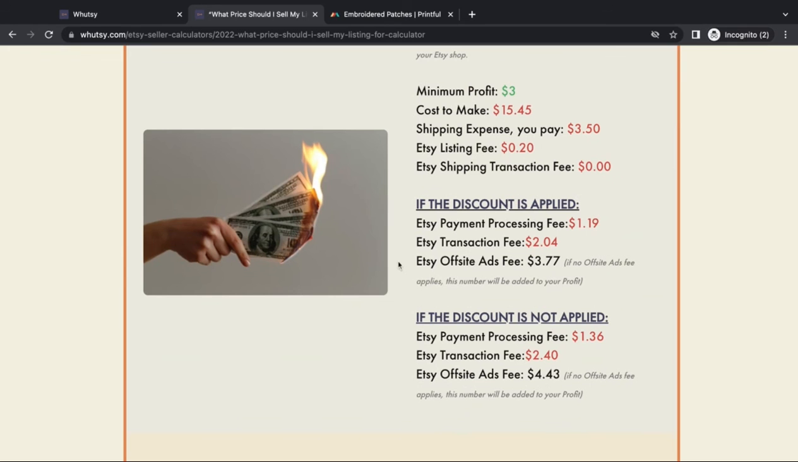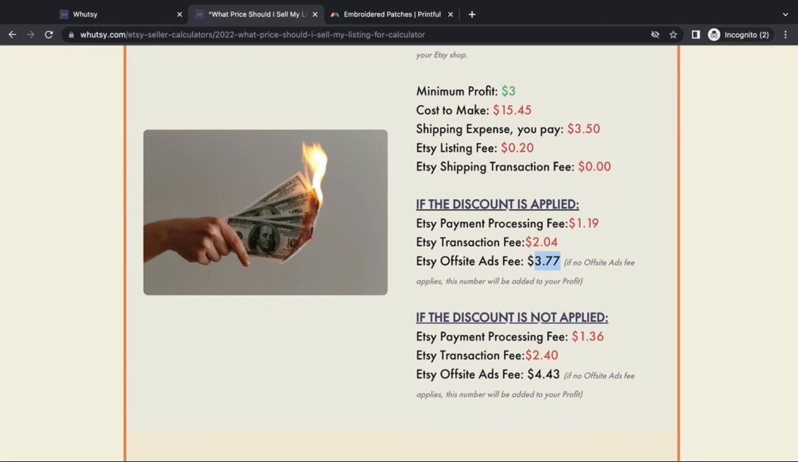Now, if the person uses the coupon, the payment processing fee will be $1.19. So that's to process their credit card. The transaction fee from Etsy will be $2.04. And then if they click through an offsite ad as well, that would be $3.77. So you can think of it this way. If the person doesn't click through an offsite ad but uses the coupon, this $3.77 would be in your profit now. So on top of that minimum profit of $3, we'd now be making $6.07.